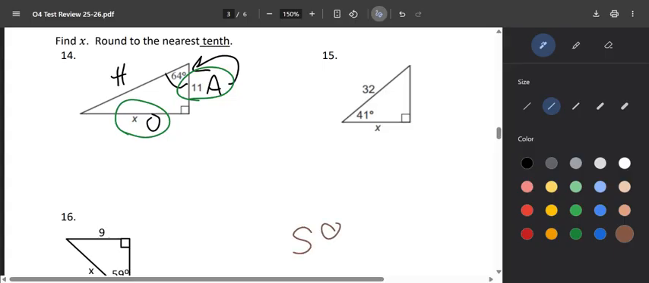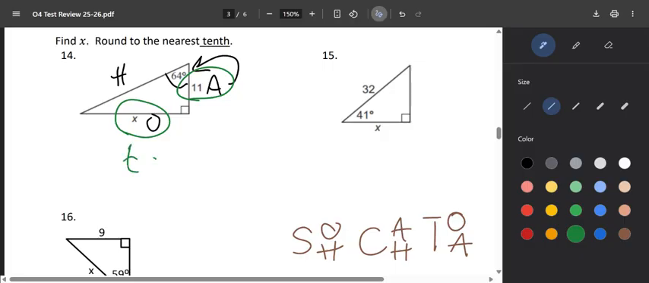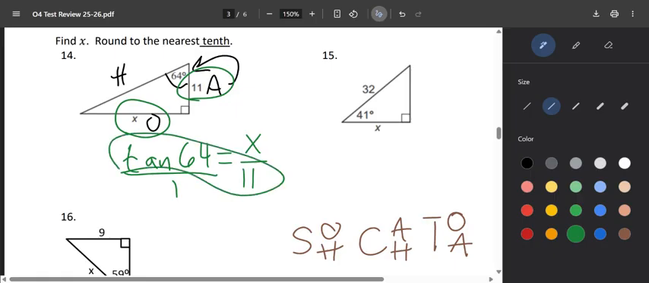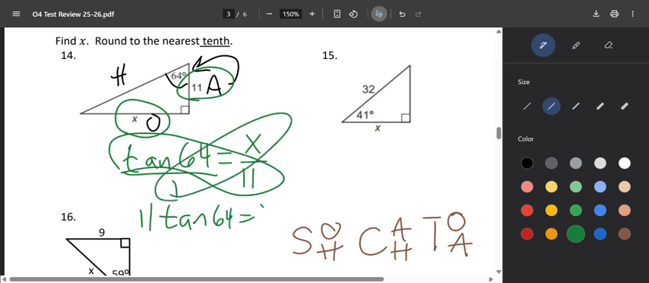SOHCAHTOA. All right, well, we have opposite and adjacent. So that's tangent, right? O and A. So tangent of 64 is equal to opposite over adjacent. All right, we're going to put this over 1 and cross multiply. My recommendation is to take the 11 and put it on the outside. I just tend to make less mistakes when I do that. So it'll be 11 times tangent of 64 is equal to 1 times x, which is x.